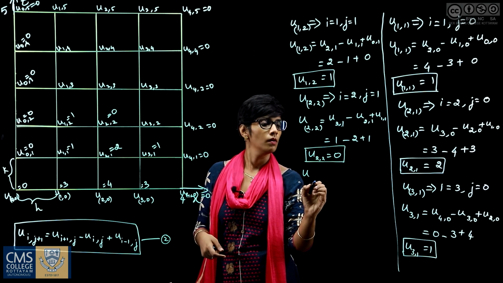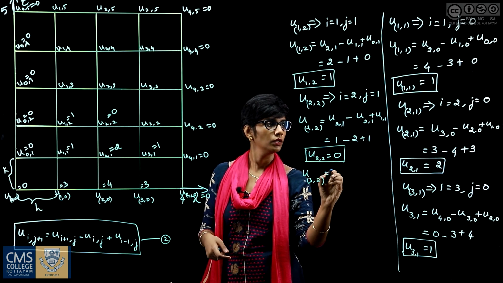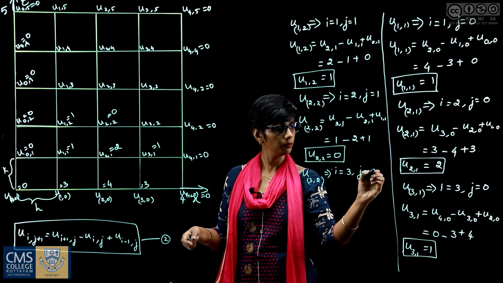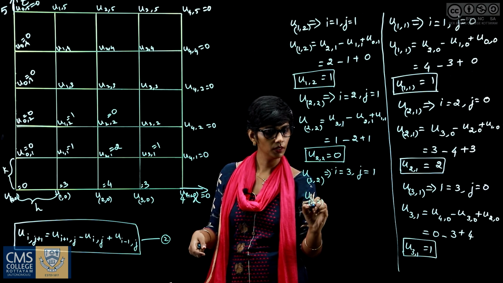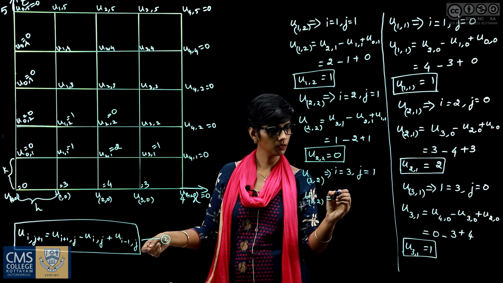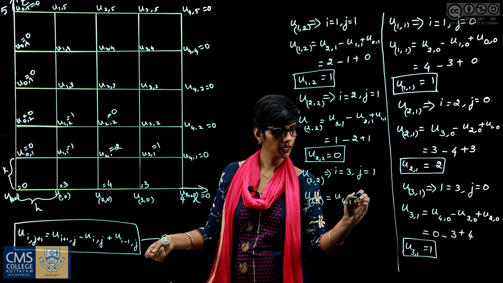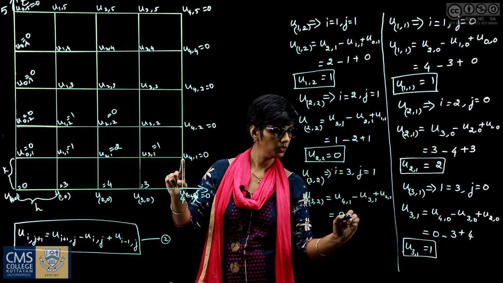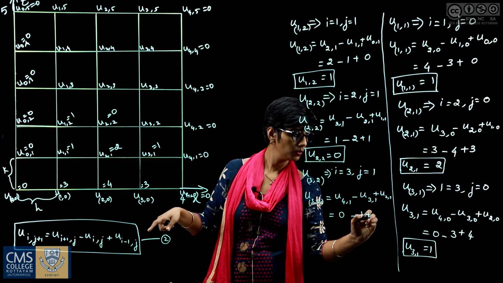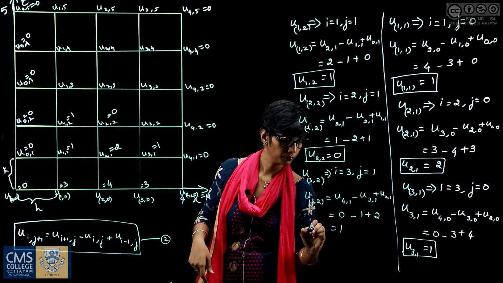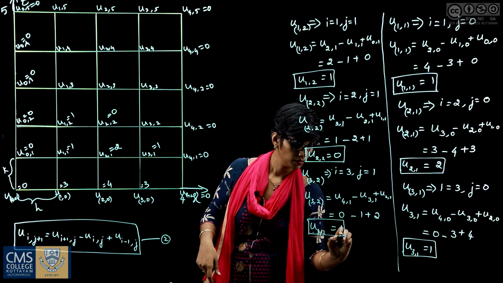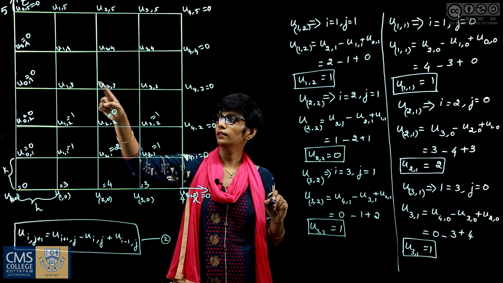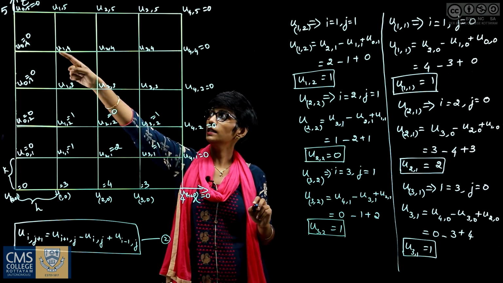Next, u of 3 comma 2. For this i is equal to 3 and j is equal to 1. u of 3 comma 2 is equal to u of 4 comma 1 minus u of 3 comma 1 plus u of 2 comma 1. 4 comma 1 is 0, 3 comma 1 is 1 and 2 comma 1 is 2. So this is 1. In such a way we find the values of u for each point till t is equal to 5.